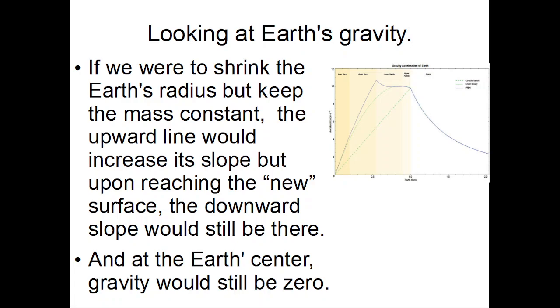Let's say, for argument's sake, we were to shrink the Earth's radius, but not change the Earth's mass. In this case, the rising section of the line would increase its slope. When the line reaches the new surface, the downward slope will still be there, but its steepness will also increase. And at the Earth's center, gravity will still be zero.